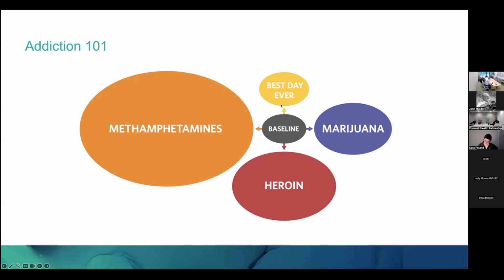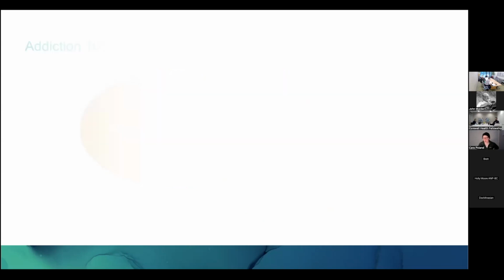So best day ever does not release as much endorphin, does not drive us forward to use, does not drive us forward to recreate that day nearly as much as cannabis or opioids. And look at methamphetamine. When somebody comes in with methamphetamine use, there's nothing I can say other than life is never going to be as beautiful as it was the first time you used methamphetamine. Nothing in life can give you the same feeling as you got that first time you used meth. That's what makes it so hard to stop using.